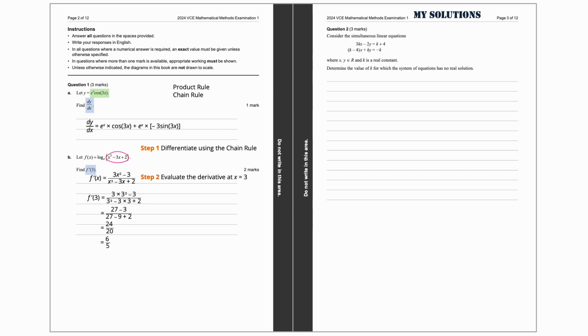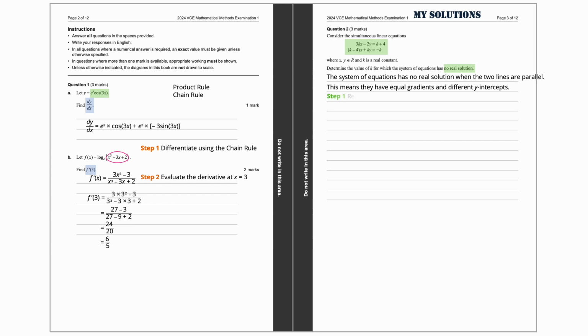Question 2. Consider the simultaneous linear equations given below. Determine the value of k, which is a real constant, for which the system of equations has no real solution. The system of equations has no real solution when the two lines are parallel. This means they have equal gradients and different y-intercepts.